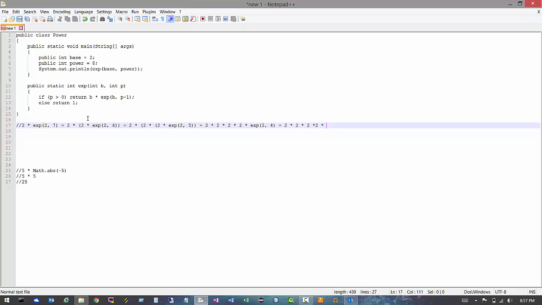4 is greater than 0, so we get 2 times exp of the base, power minus 1 is 3, equals 2 times 2 times 2 times 2 times 2 times the exp of 2 to the 2.